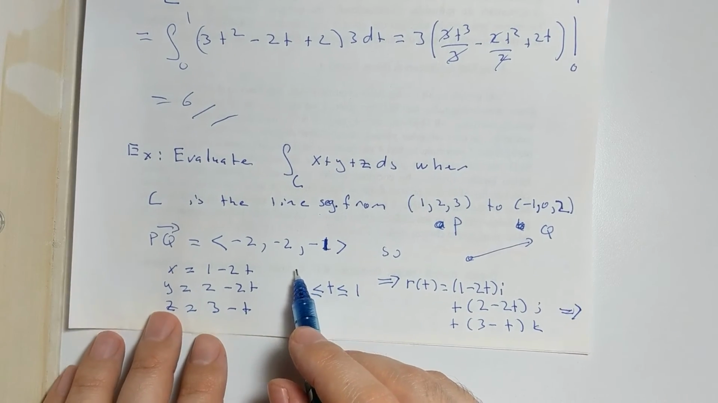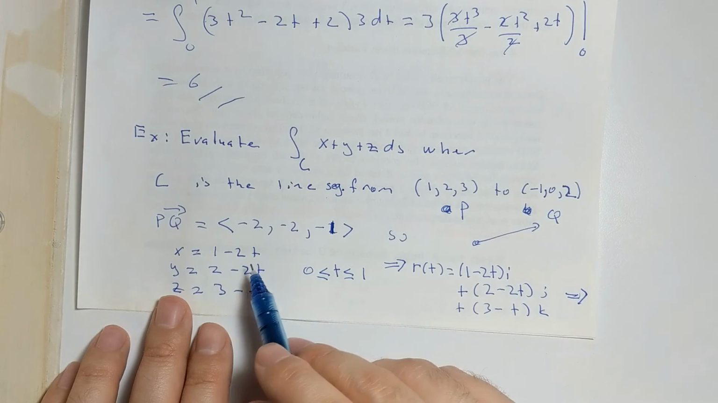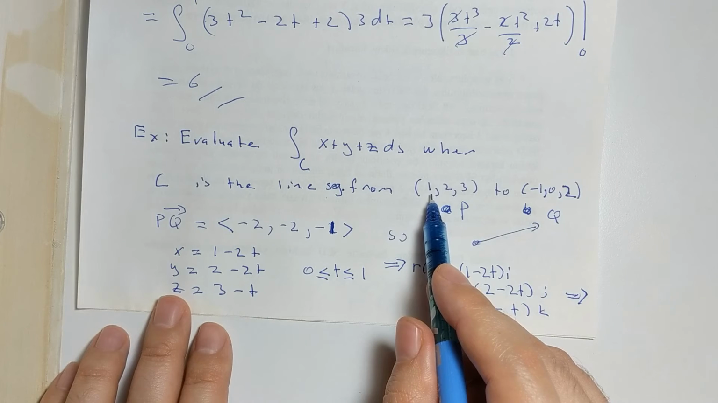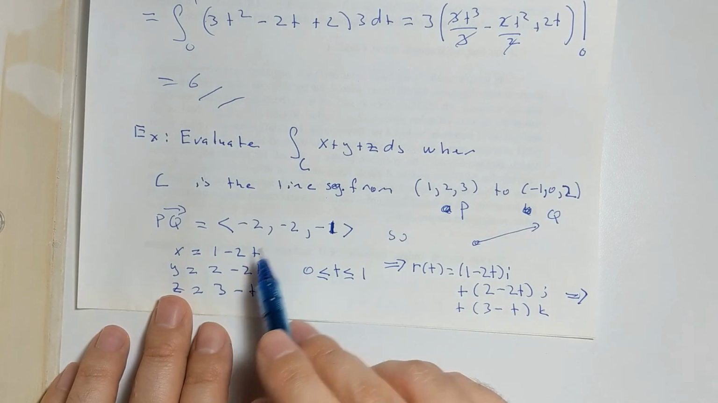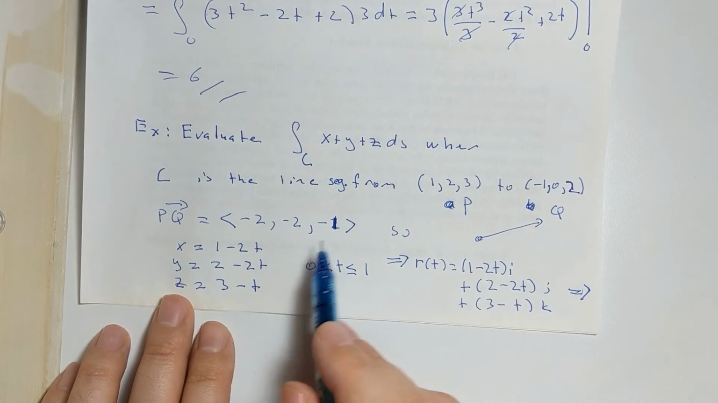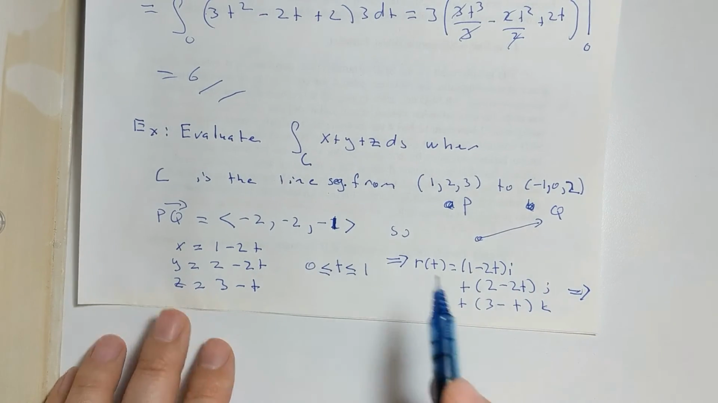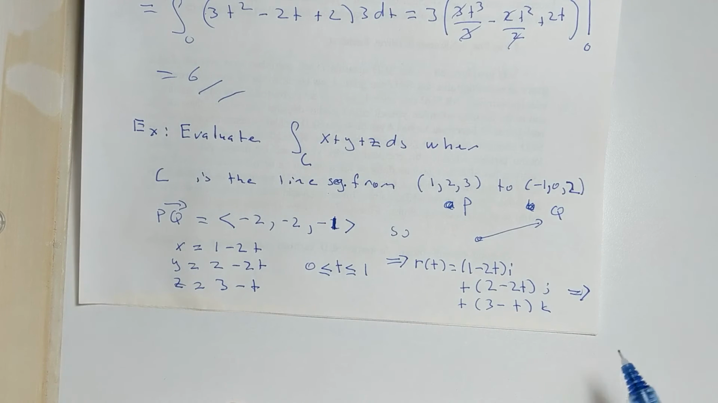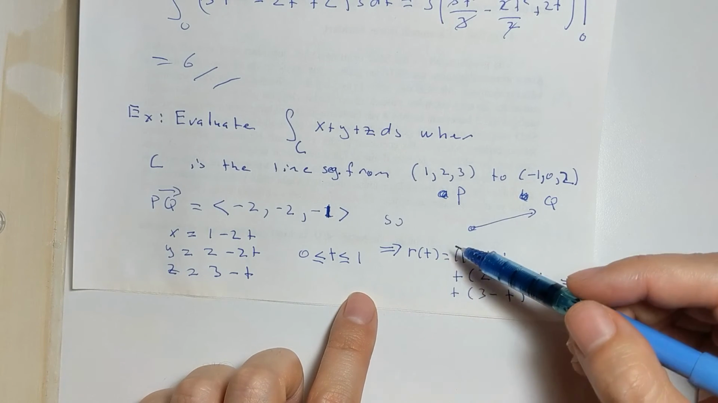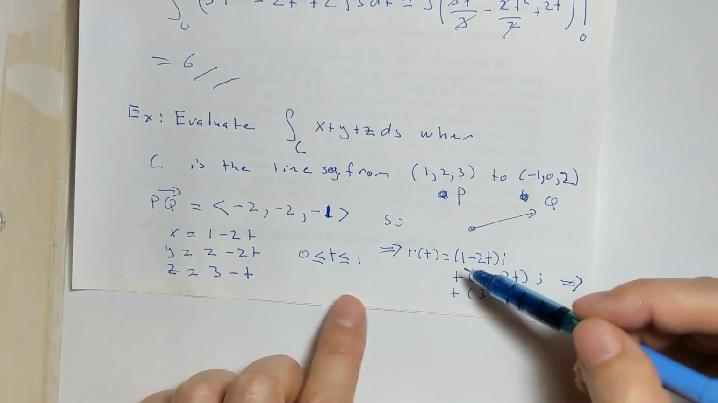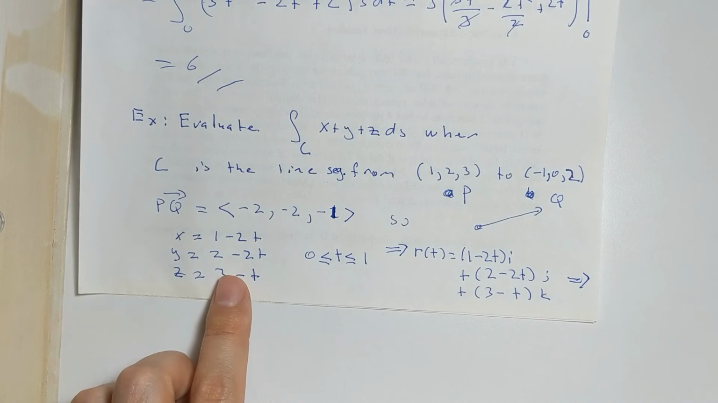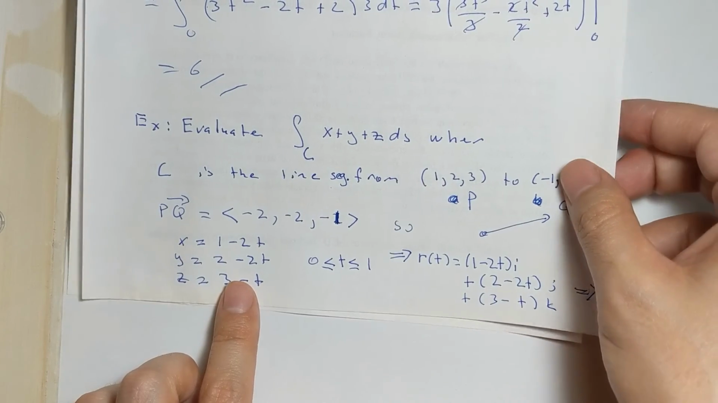So now, to get the parametric form, we just slap on a t and add the starting point. So we could do 1 minus 2t, I'm getting the minus 2t from here. 2 minus 2t, I'm getting it from here. And 3 minus t, I'm getting it from right here because that was minus 1. What would be the vector representation of this line? It would be r of t equals 1 minus 2t i, plus 2 minus 2t j, plus 3 minus t k. Again, this is a line.